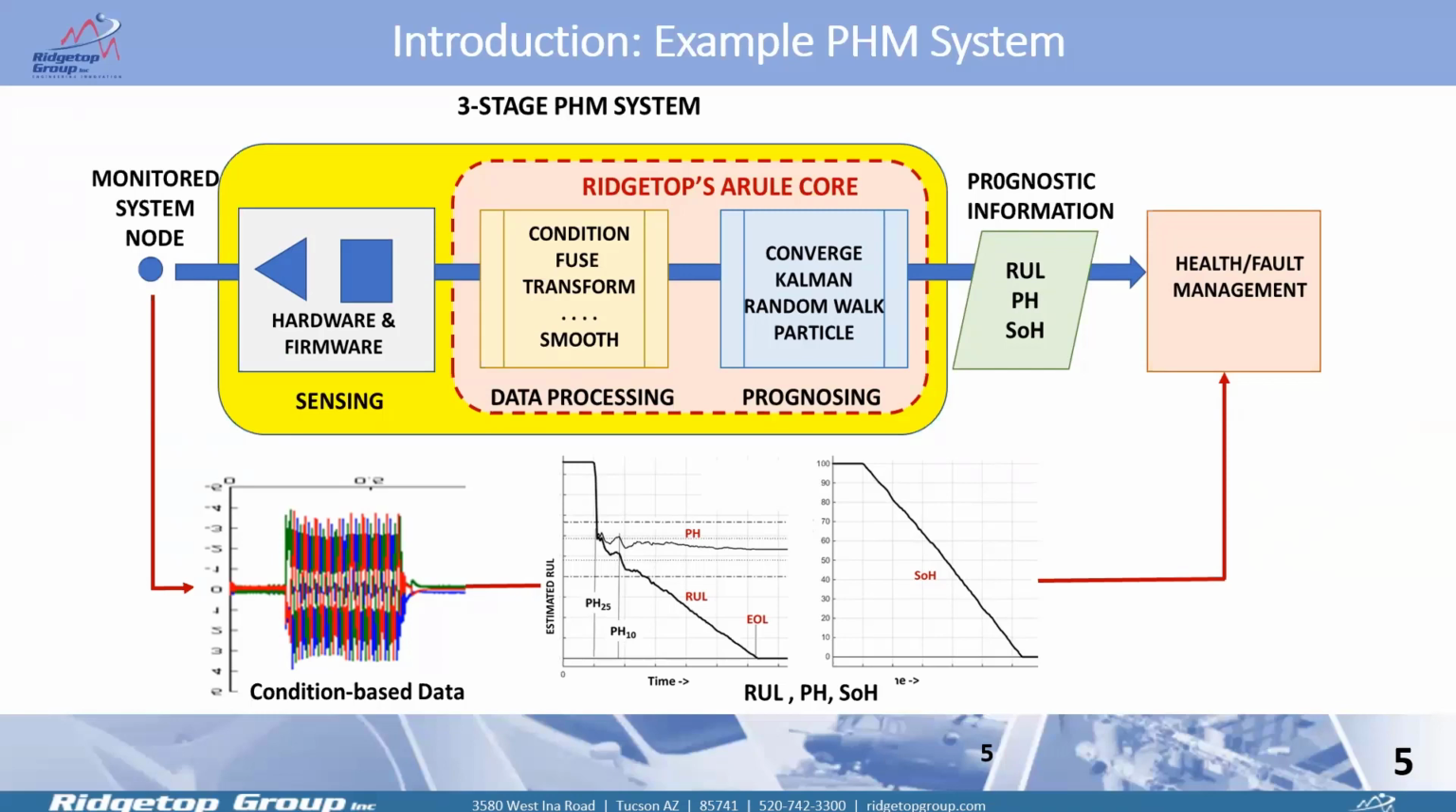Below, you'll see that condition-based data is very noisy. It contains data that's not pertinent to a failure mode. It contains noise, distortion, and all kinds of variations having to do with the environment. Somehow that data has to be processed to produce what is shown in the middle at the bottom, and that is the estimates themselves. That's a plot of the remaining useful life and the prognostic horizon, and a plot of the state of health. That prognostic information then goes to a fault management stage.